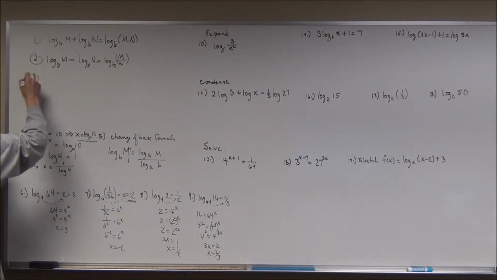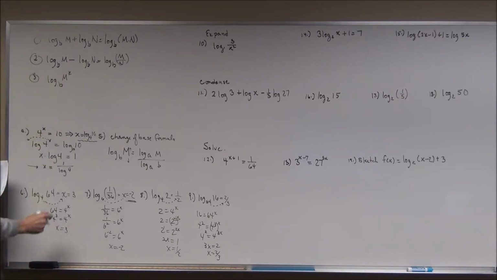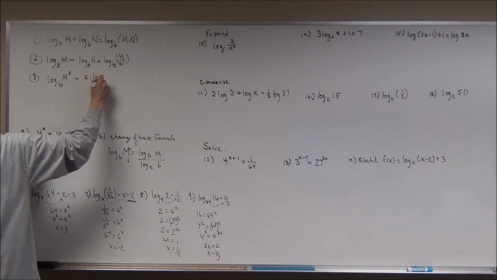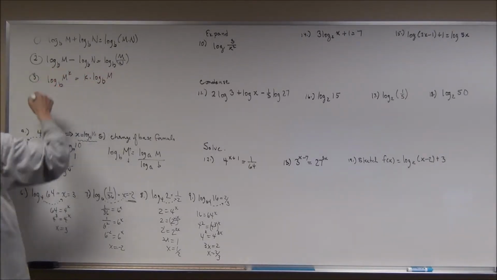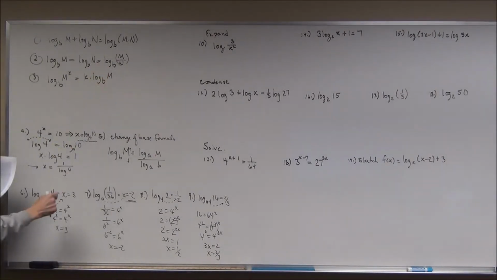And the third one, which is used quite a bit: the log base b of m raised to some power, let's call it k, is equal to k times the log base b of m. It's as if the exponent comes out in front. Or if the constant's out in front, you can bring it up as an exponent.